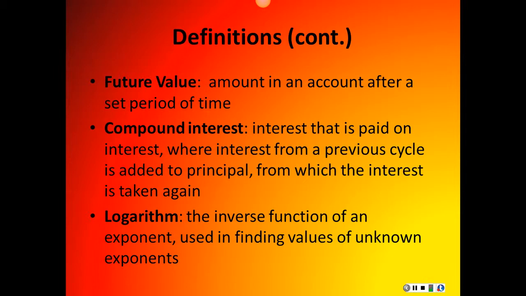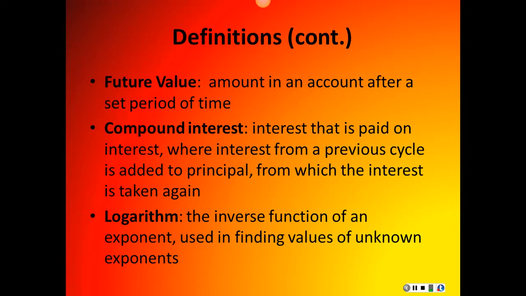And then compound interest is interest on interest, meaning that in one particular cycle, interest is added onto the principal. And then from that new amount, interest is taken again. So instead of simple interest, where over 1 year your interest is calculated on a bank account, for example, compound interest would be calculated over, say, every month.